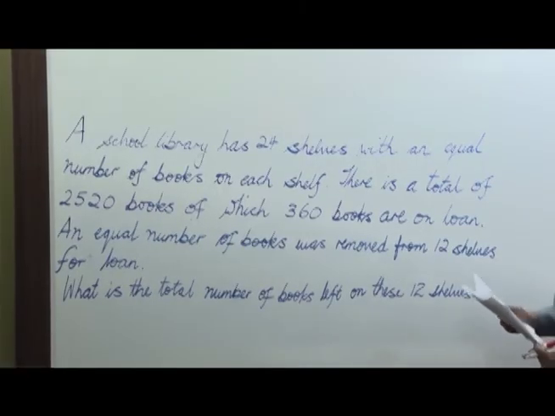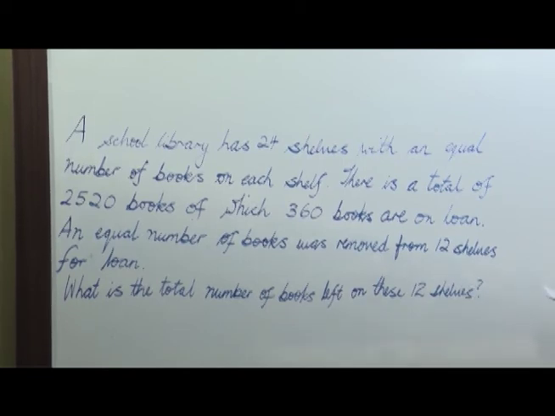Let's look at our final question. A school library has 24 shelves with an equal number of books on each shelf. There is a total of 2,520 books, of which 360 books are on loan. An equal number of books was removed from 12 shelves for loan. What is the total number of books left on these 12 shelves?